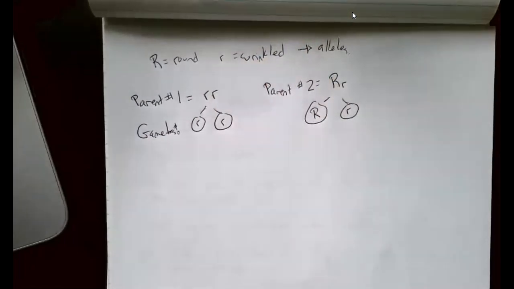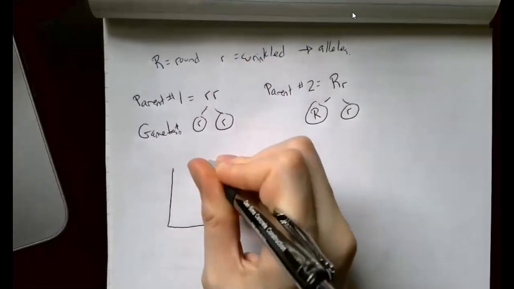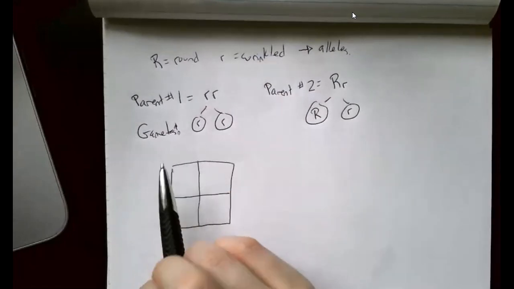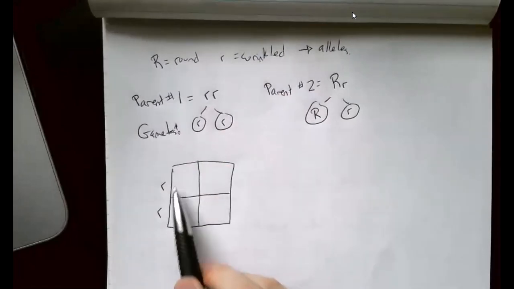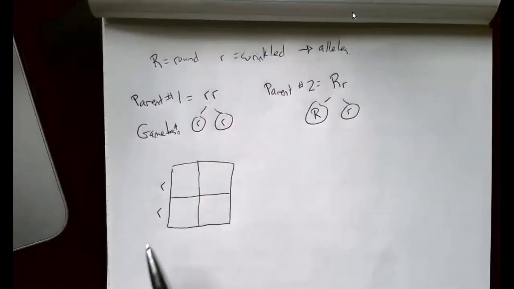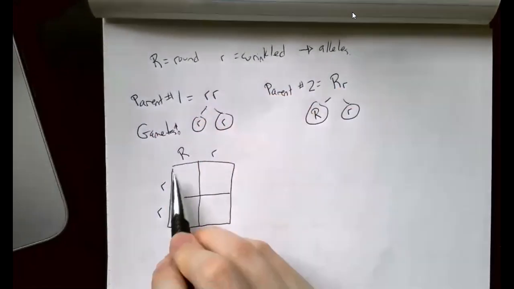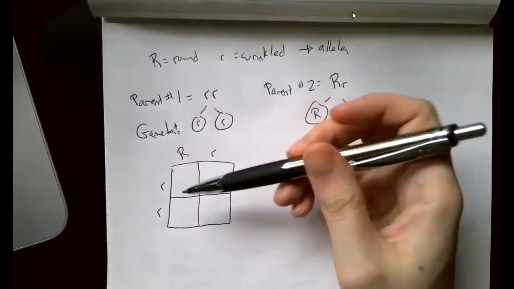So those are our 4 gametes. And then a monohybrid cross is just a 2 by 2 square. I'm going to put one parent down the side, with one allele per box on the outside, and I put the other parent across the top, again, one allele per box. It doesn't matter which parent goes on the top and which one goes on the side. And then I'm just going to fill it in.